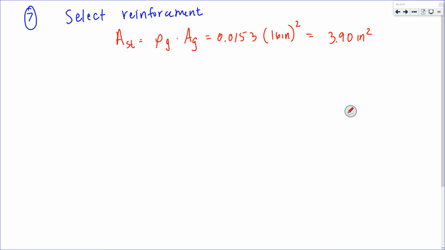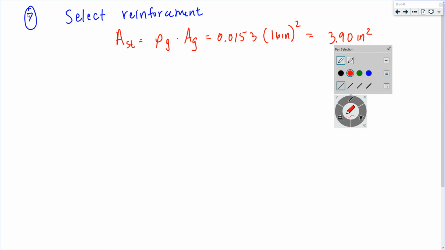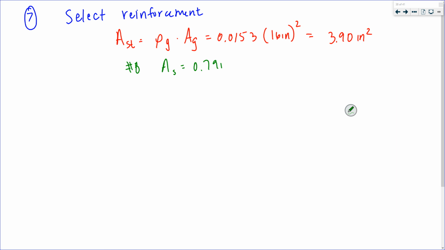So that would be, let's see, a number 8 has an area equal to, what, 0.79? So that would mean I'd need 4.9 number 8s, or if it was number 9s, has an area of steel of 1.